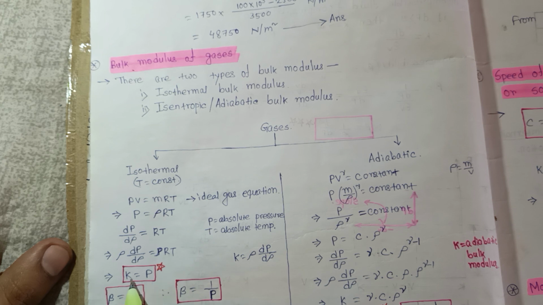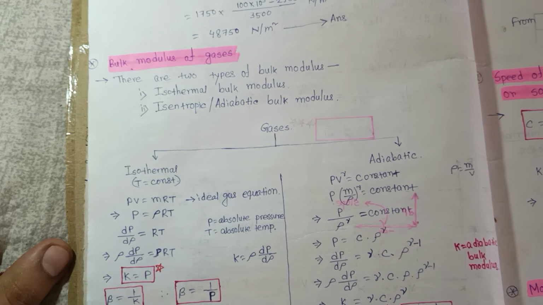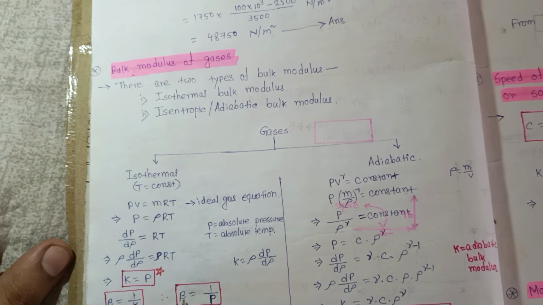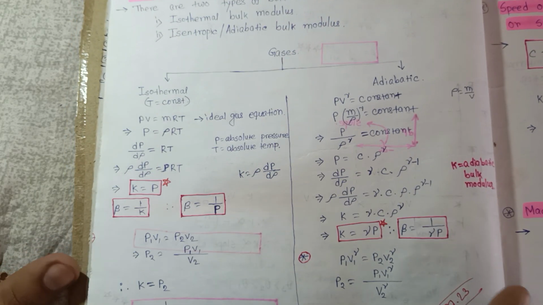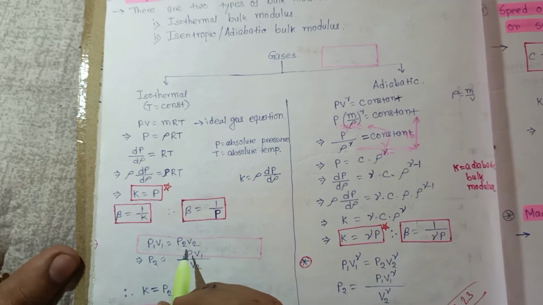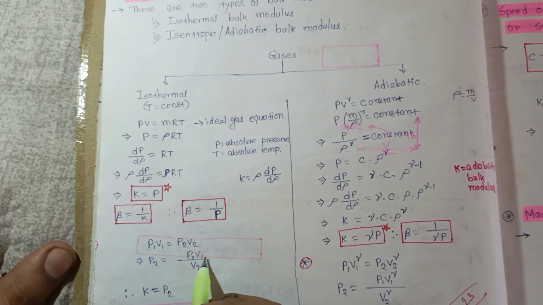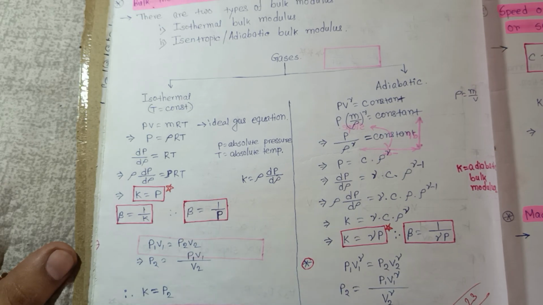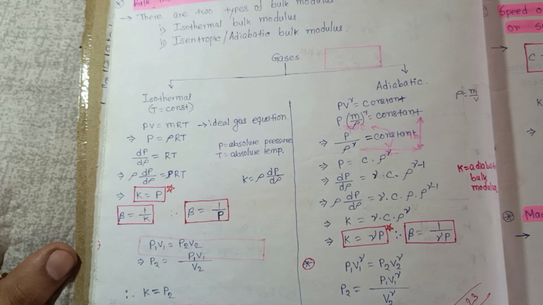So for isothermal cases K equals P, and the compressibility, we know that is 1 by K. So beta equals 1 by P. For state 1 and state 2, P1 V1 equals P2 V2 for isothermal cases. So P2 equals P1 V1 by V2. If you want to calculate the bulk modulus, K equals P2, and if you want to calculate beta, it equals 1 by P2.